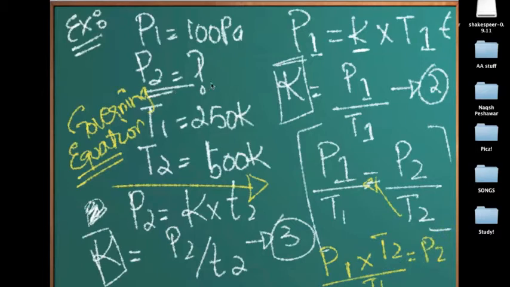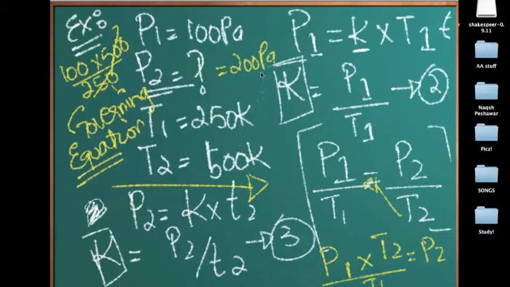So P1 is 100 times 500 divided by 250. So 100 (P1) times T2 (500) divided by 250. So the 2s cancel, 100 times 2 is simply 200 pascals. So this is your governing equation: P1 divided by T1 is equal to P2 divided by T2. So that is your situation.